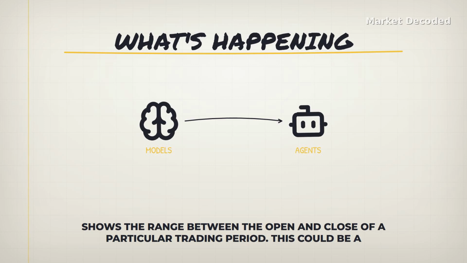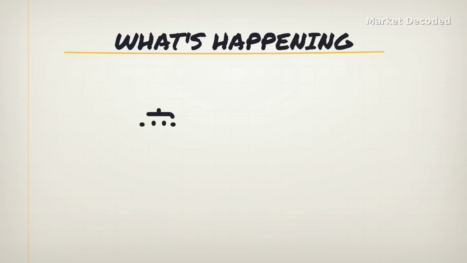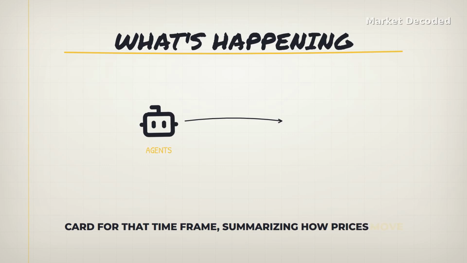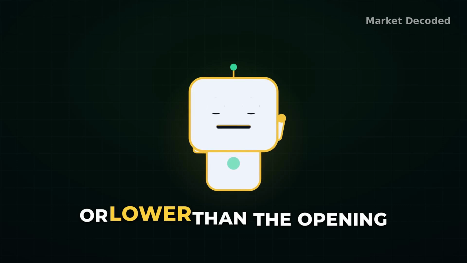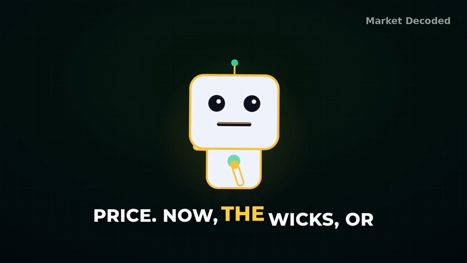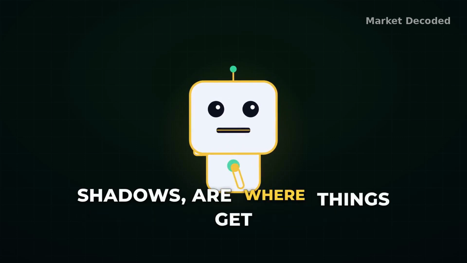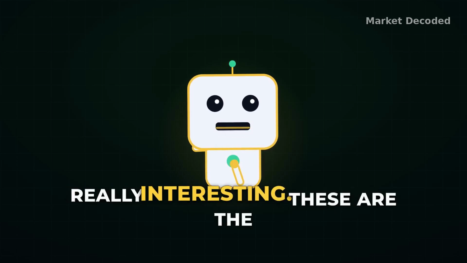Think of it like a report card for that time frame, summarizing how prices move from the start to the finish. The color of the body, as we've discussed, indicates whether the closing price was higher or lower than the opening price. Now, the wicks or shadows are where things get really interesting.